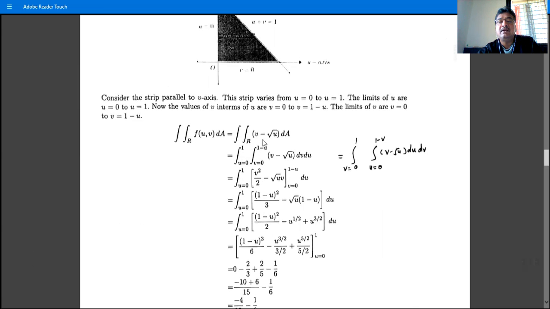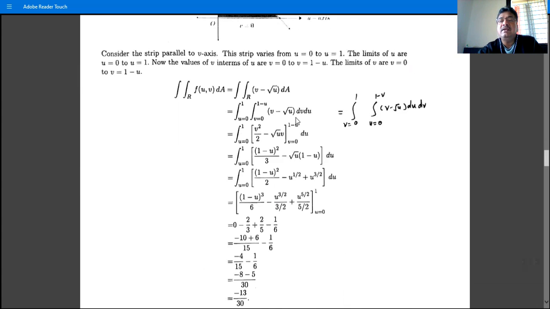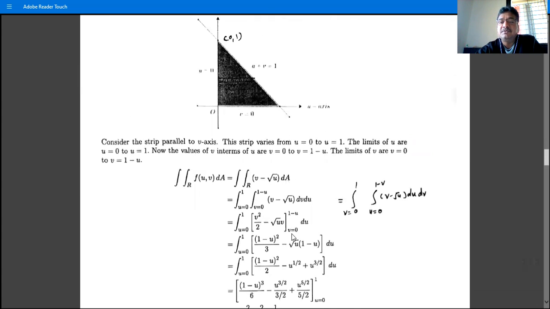So integration over r of f of uv dA, and f of uv is v minus root u, dA. Then integrate either first with respect to v or first with respect to u. In order to integrate, suppose with respect to v first, take a strip parallel to v axis. Suppose this is u axis and this is v axis. We can write this step in two forms, either this or this.